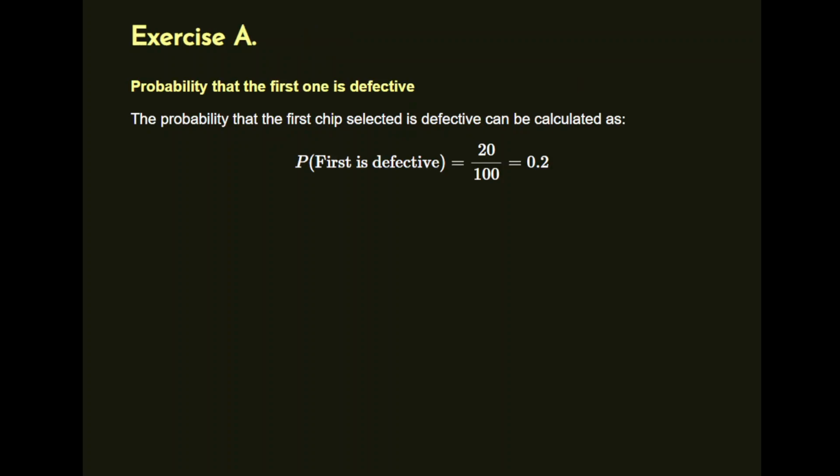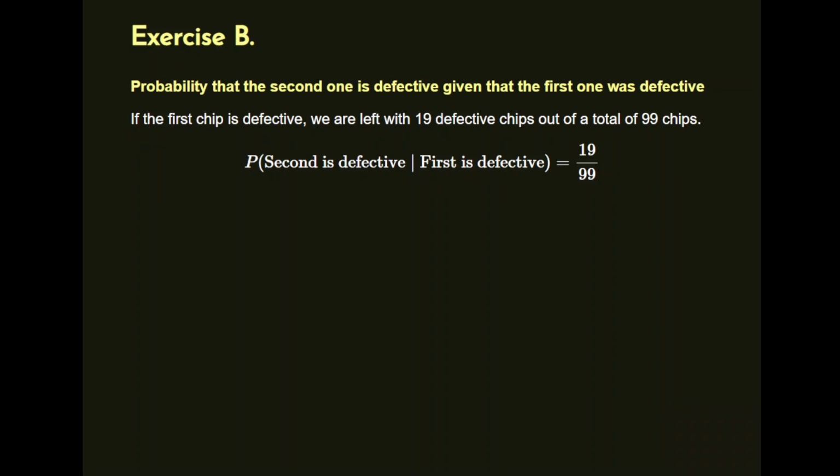So probability that the first one is defective, well, this should be straightforward enough. The probability that the first chip selected is defective can be calculated as follows. The probability of first is defective is that we have 100 chips to start off with, 20 of them are defective, so if we take one out at random, there is a 20% chance that it is defective, 0.2. Okay, little glitch there, don't worry about that.